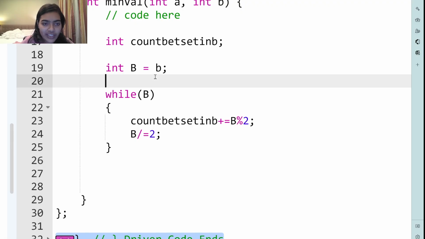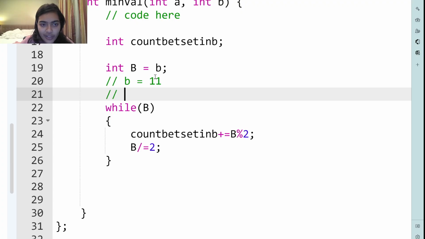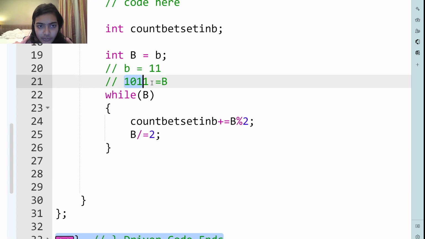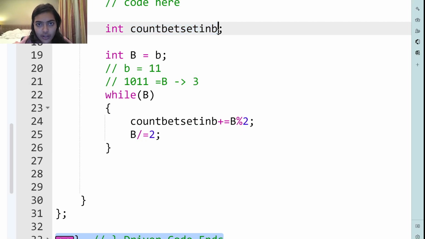Let me take one example, then it will be much clearer. For example, b is equal to 11. This is the binary representation of 11, so this is our b. We have 1011. I have to count the number of bits set in b, and my answer should be equal to 3. So I should save the answer as 3.